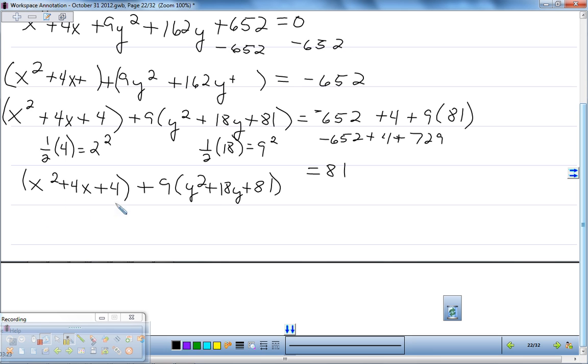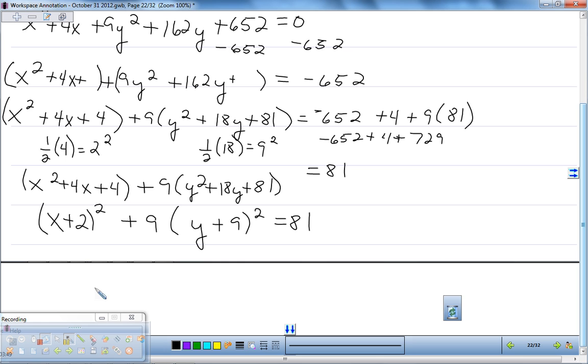Alright, so this right here is a perfect square, so we'll have x plus 2 squared, because 2 squared is 4, and then when we add them, we get 4 as well, plus 9 times y plus 9 squared, because the square root of 81 is 9, is equal to 81.